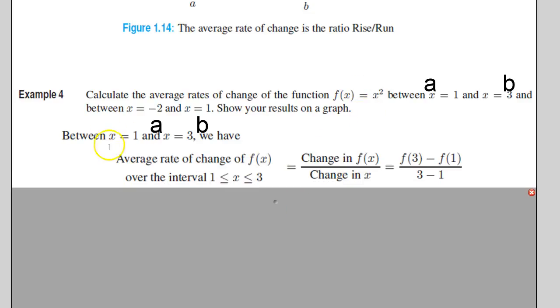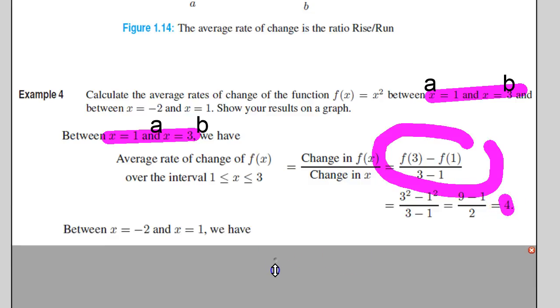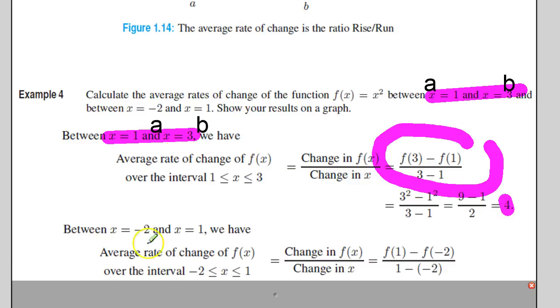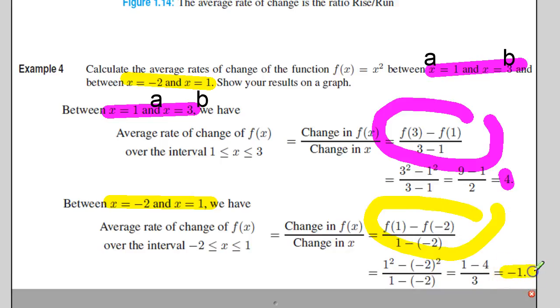So the average rate of change between x equals 1 and 3, and this is up here, can be computed using this formula, and that's going to give me an answer of 4. And then the average rate of change for A and B can be computed using this formula, and that answer, when we calculate it, is going to be -1. So as you can see here, for this function, the average rate of change changes depending on the interval that we're considering it over. Okay?